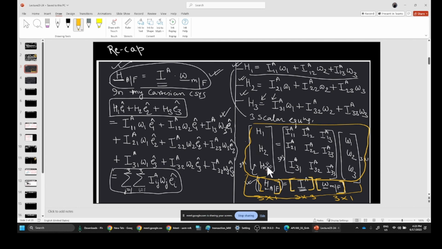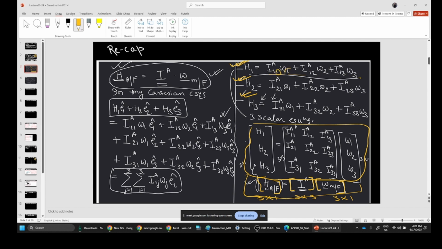Now this matrix equation represents 3 scalar equations. These are the 3 scalar equations: one equation for h1, another for h2 and another for h3. h1 is this. There is a pattern here. You can easily pick up that pattern: IA11 omega 1, IA12 omega 2, IA13 omega 3.